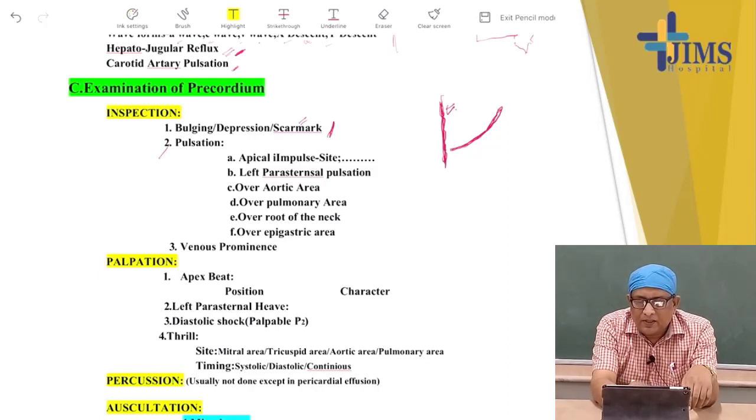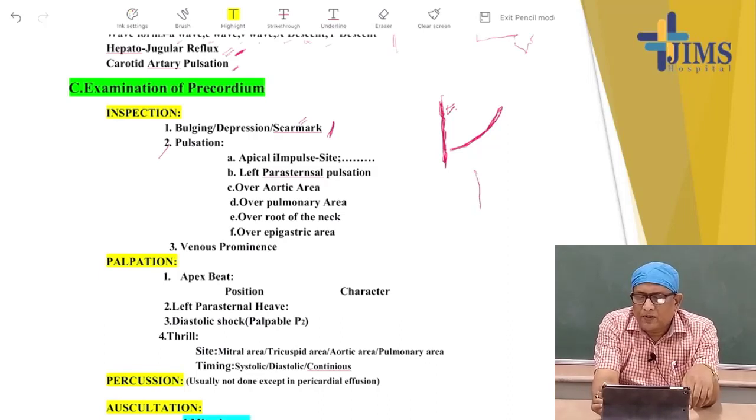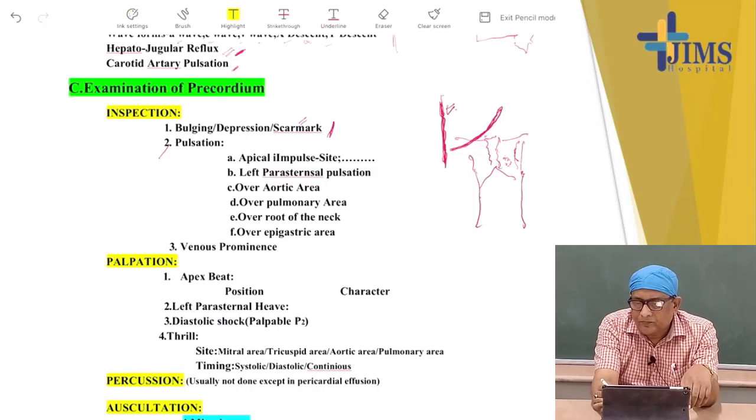Then pulsation, any pulsation. This pulsation may be in different areas. If this is the chest, this is the area of the heart. This is the dimple, this is the apex beat. So pulsation in the apex, pulsation in the epigastric area, suprasternal area, in all these areas we look whether pulsation is present or not. The apical impulse is the definite pulsation over the apex of the heart. This is very important, and we have to note where the apical impulse is.